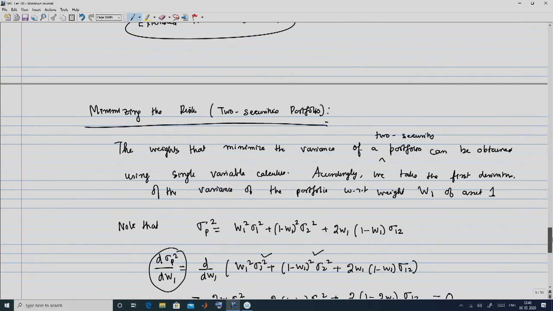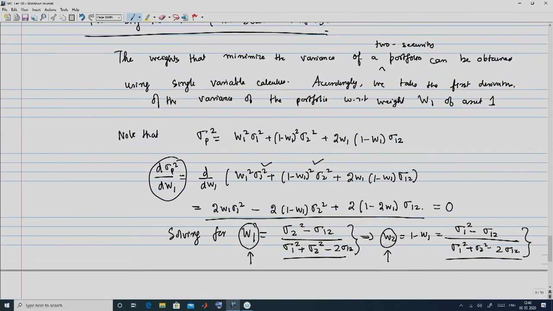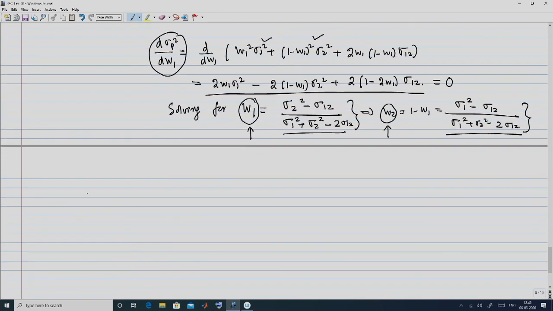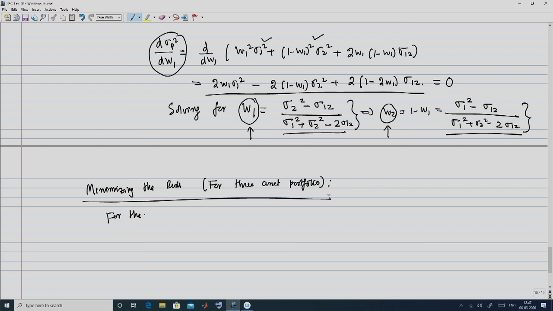Okay. So now let us move on to minimizing the risk in the case of a three asset portfolio, and eventually we will look at an n asset portfolio. So, I look at minimizing the risk for a three asset portfolio. For the three asset portfolio, you recall that E[Rp] is going to be the summation of Wi E[Ri], i equal to 1 to 3. Now we need to figure out what is going to be σp².